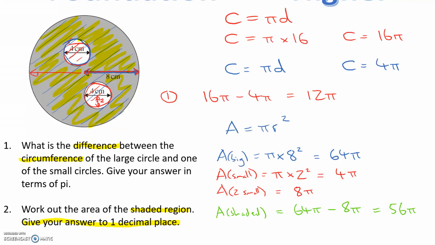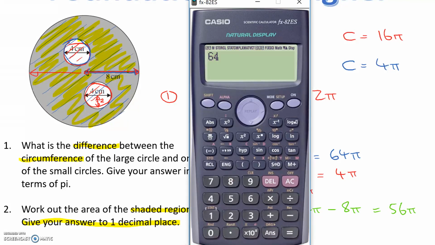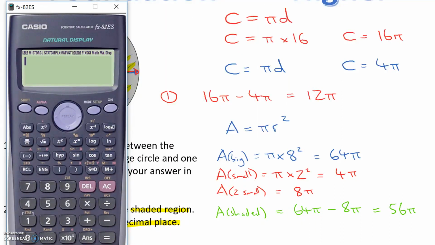So we better do that. What is 56 pi? Okay, so we want to know what 56 pi is. Right, 56 pi equals, best to do it, we get 175.929. So what's that to 1 decimal place?